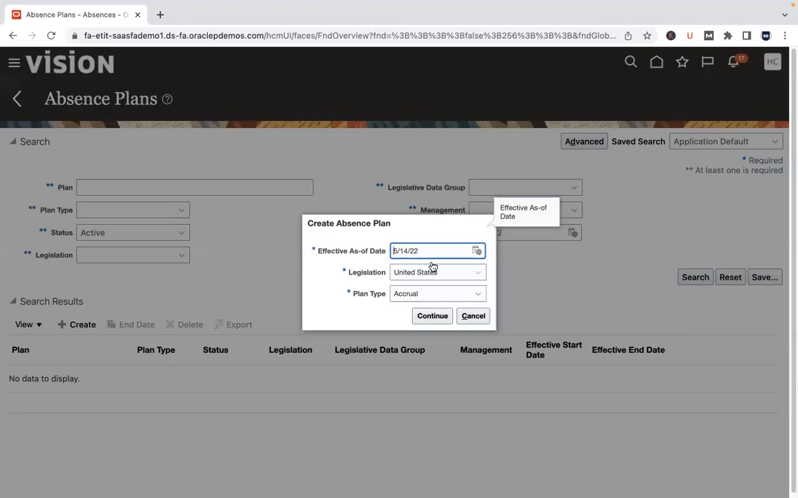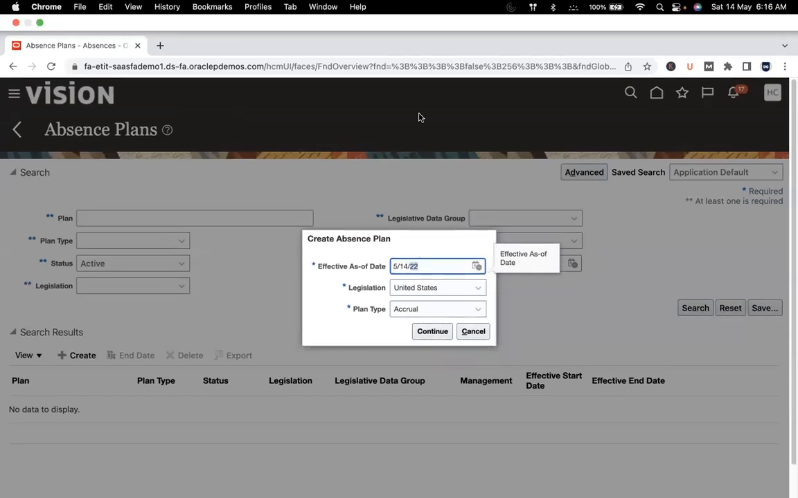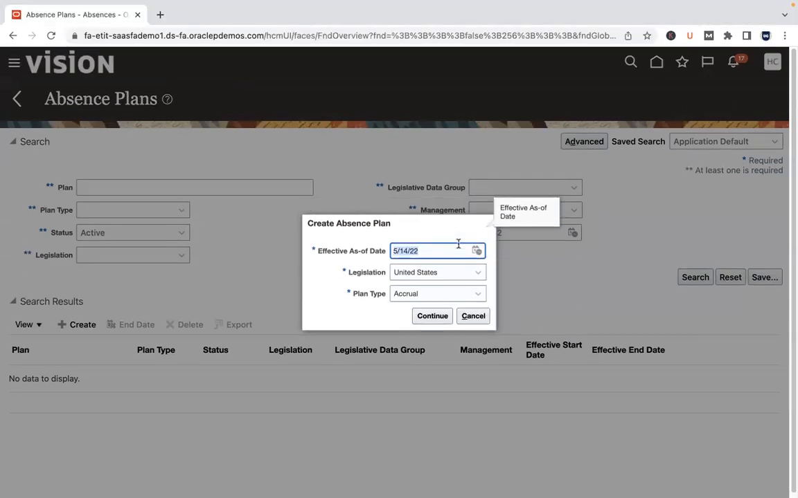So if you define absence plan with today's date, then if you try to enroll people into this plan with a past date, it would throw an error saying that absence plan is not valid. So ensure that you go back at least few years back in time, or the safest thing to do is just say 1/1/51. Okay, and legislation is important. It's US that we pick up.